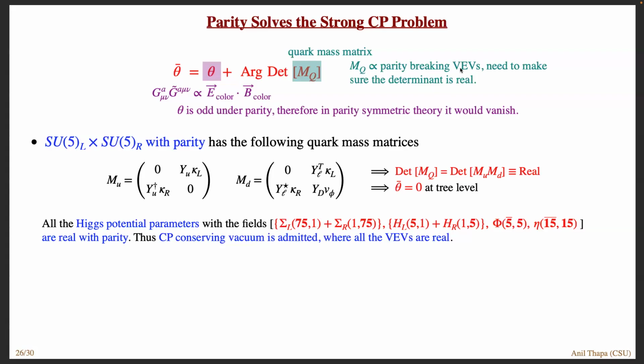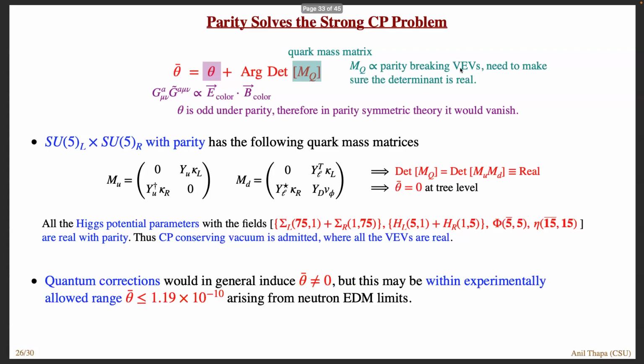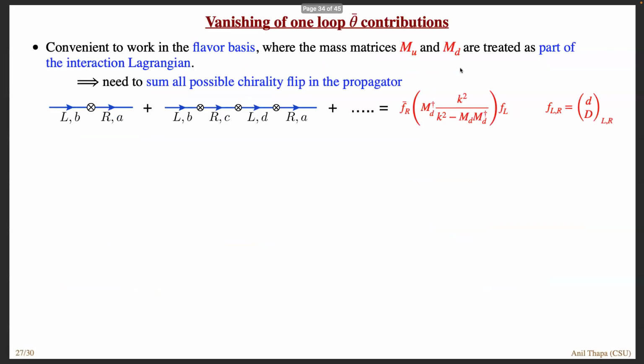Now I can ask, well, tree level is good, but I don't have any symmetry to say that theta bar is 0 at one loop level or two loop level and so on and so forth. It turns out that quantum corrections would, of course, lead to a nonzero theta bar, but it may be below 10 to the minus 10, arising from the neutron EDM. So it turns out that in this theory, theta bar at one loop is also 0.